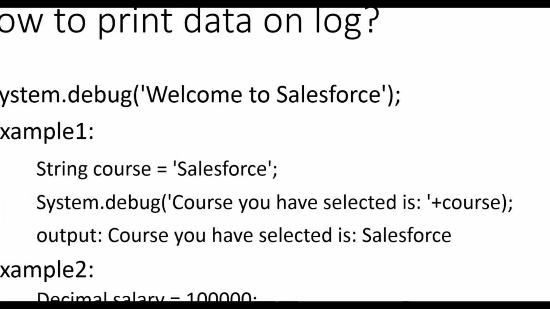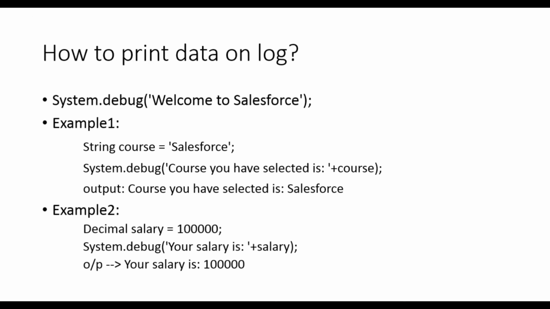Then if you want to print some dynamic data, here I have a string variable called course. String course equals Salesforce. Now I want to print this data. System.debug('course you have selected'). This is the static text we have.